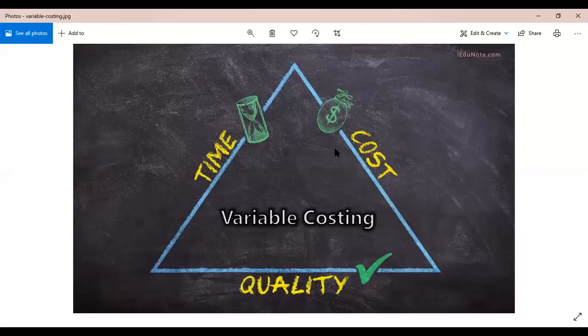Good day, everyone. For this particular day, we are going to discuss variable costing and absorption costing. Prior to the differences of the two methods of costing, we'll have to focus first on the concepts about variable costing. So you can see here time, because we're talking about a particular accounting period, the cost involved, and the quality of the products that are being talked about.